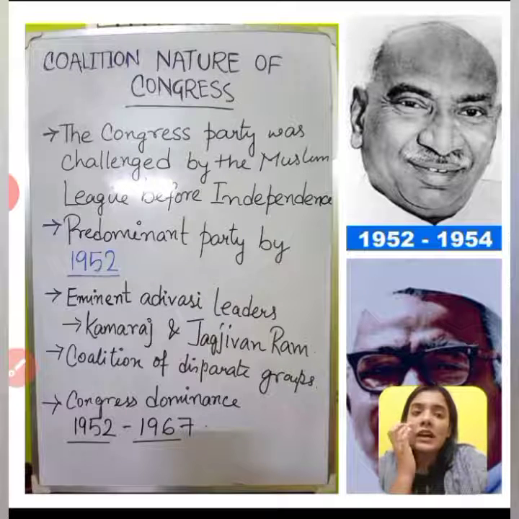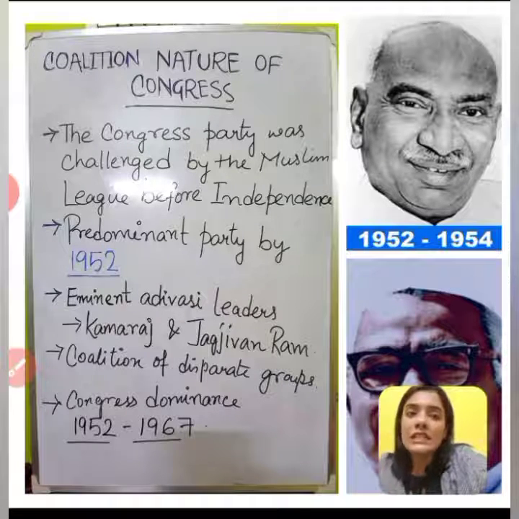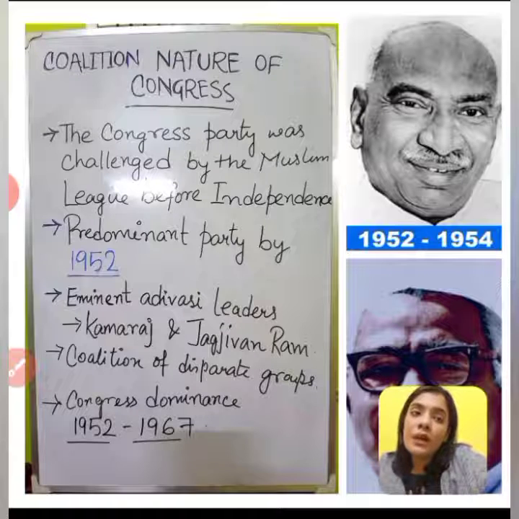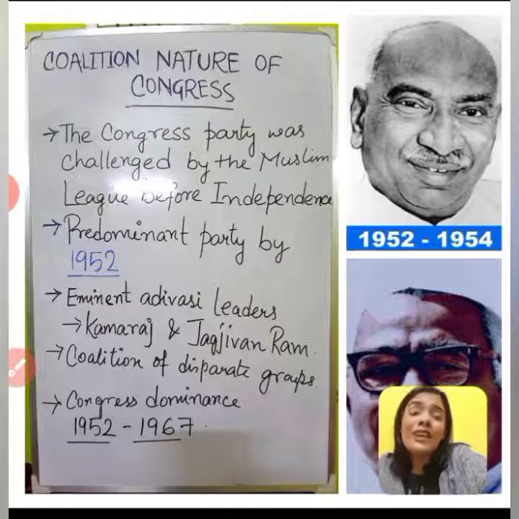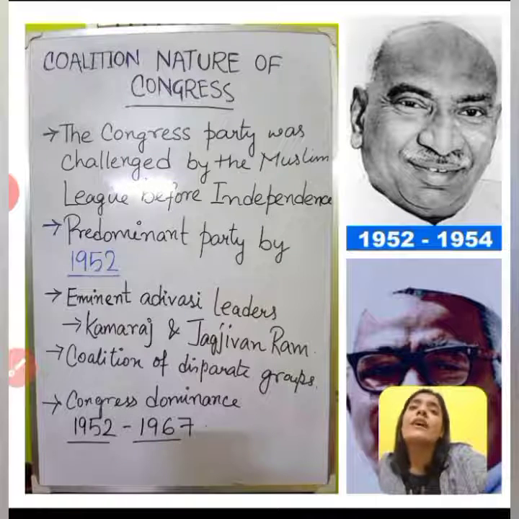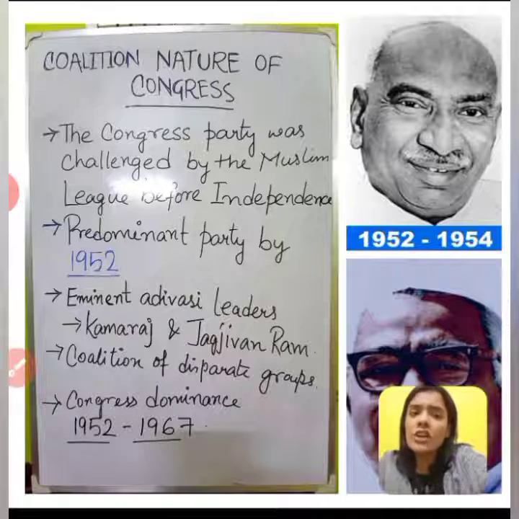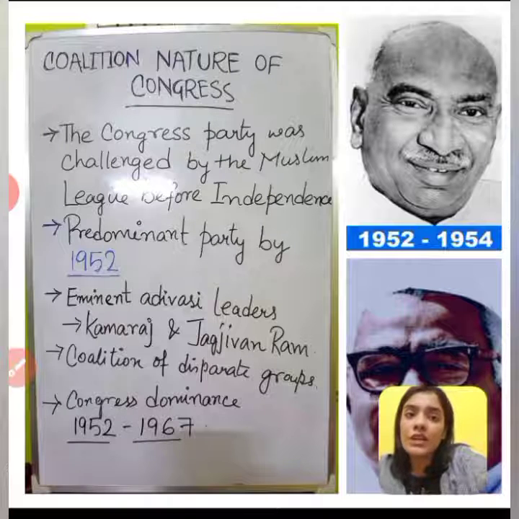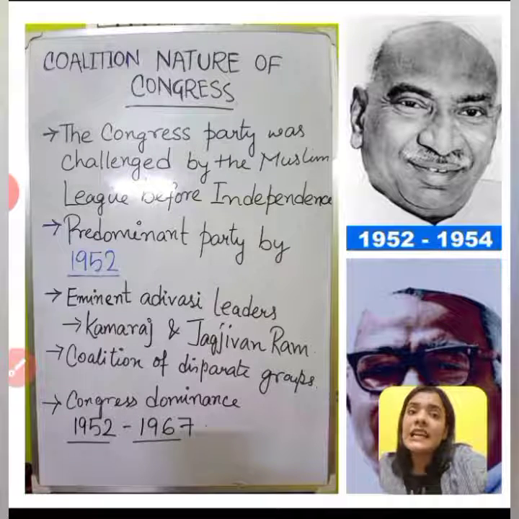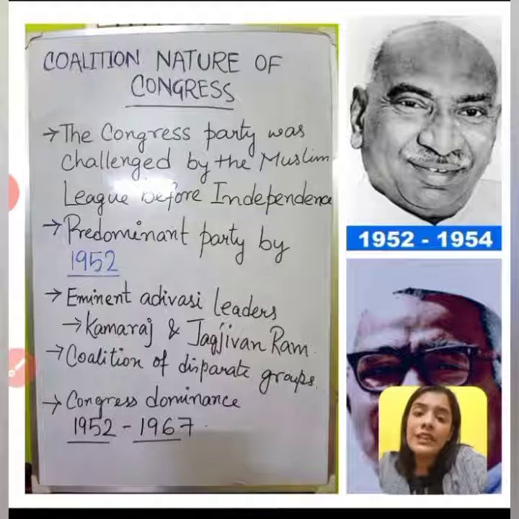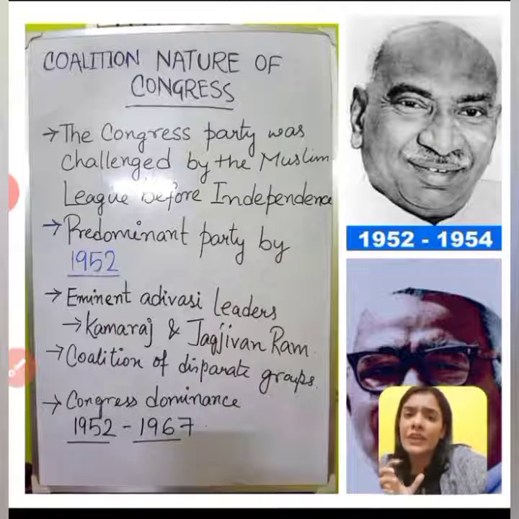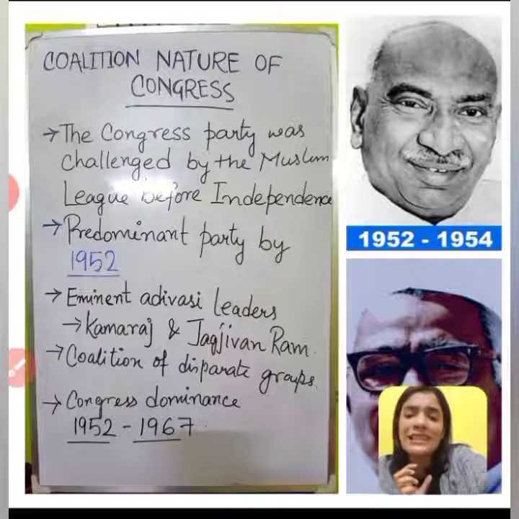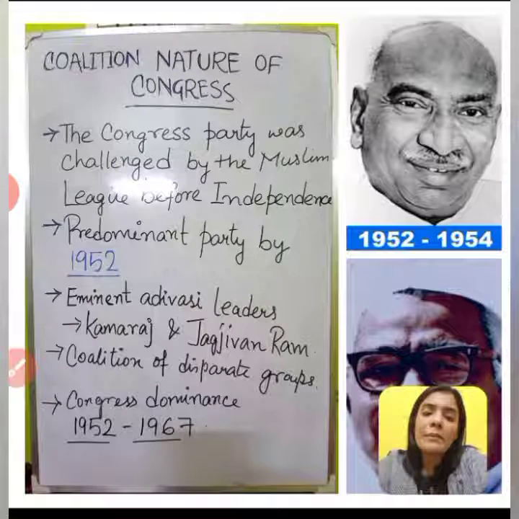It drew people from backward classes, from Dalits, and from farmers. Both rich and poor industrialists were also a part of the Congress. Not only that, Congress also had workers, minorities, Brahmins, leftists as well as rightists.